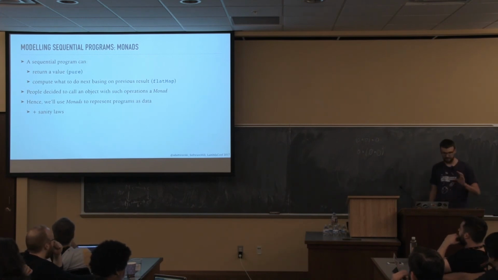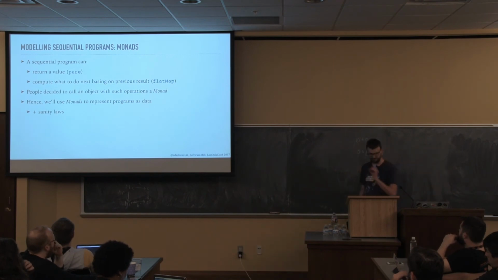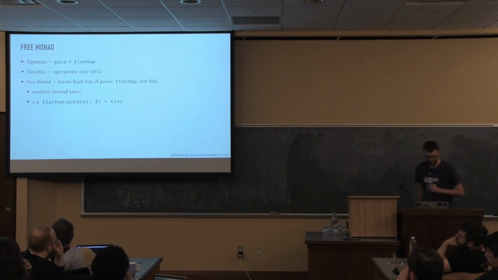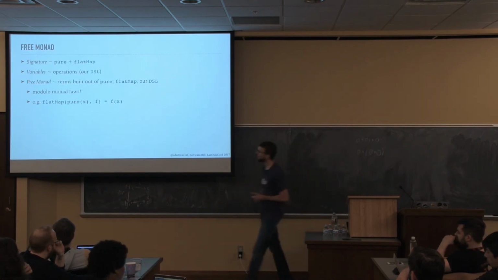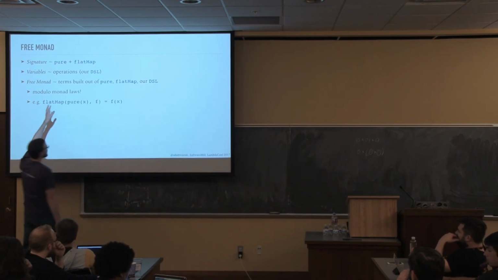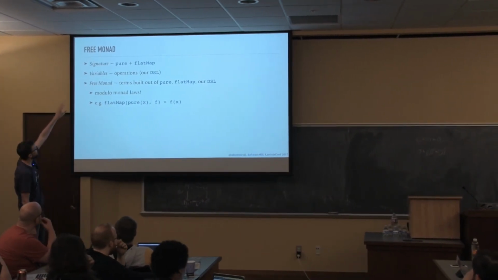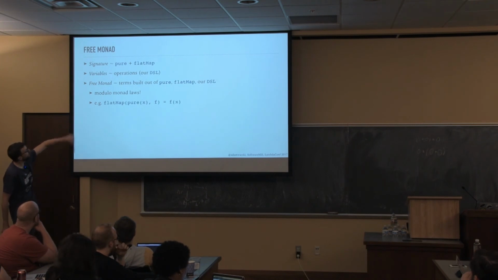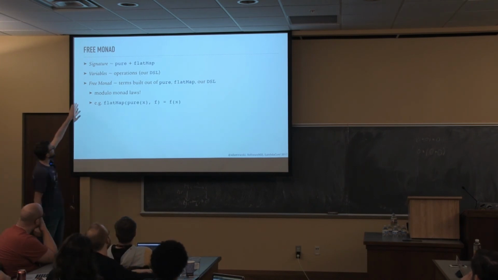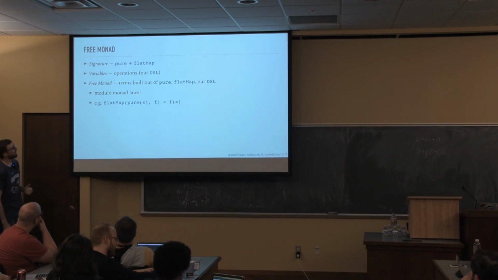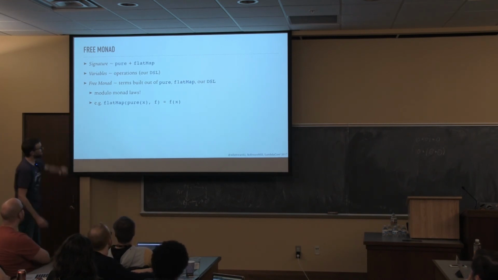Okay, so how does the free construction that we did before carry over to monads? Our signature in our case will consist of two operations, right? Pure and flat map. These are the two operations using which we build our programs. Okay, so that's our signature. Our variables will be the operations in our language. So the variables will be our domain-specific language with which we want to build the programs. Okay, so we build the programs from basic instructions being our DSL. So these are the variables, and we sequence them using pure and flat map.